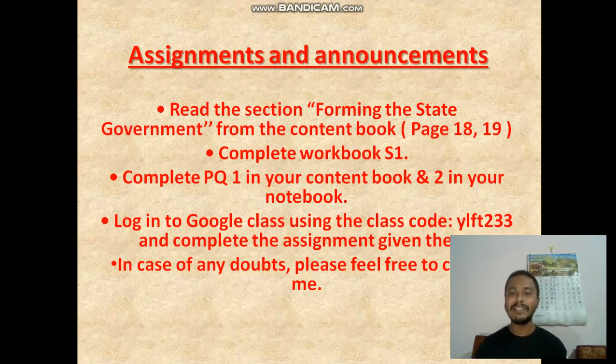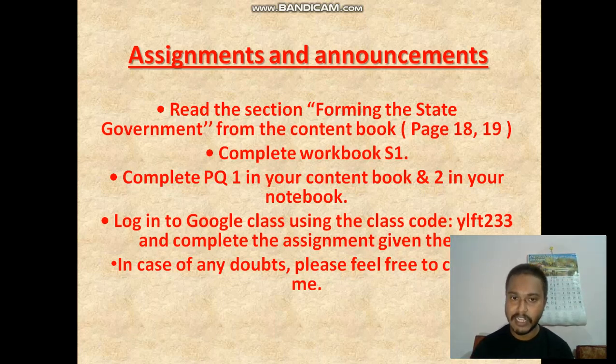Lastly, assignments and announcements. Please read the section forming the state government from your content book, page number 18-19. Complete your workbook S1 in your workbook only. Complete PQ1 in your content book, which is match the column, and question 2 in your notebook, which you can write down in your notebook.